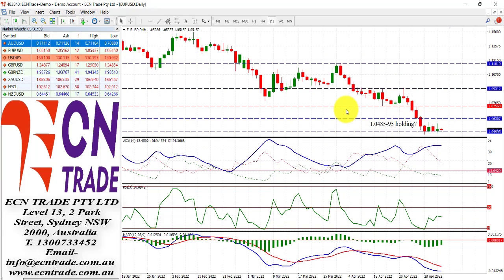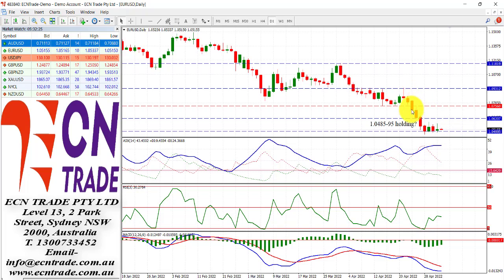The euro, which is weighted to the US dollar at 57.6, continues to hold above the 104.85-95 level. I'm keeping an eye on this RSI because if we do see a not-as-hawkish statement from the Federal Reserve, we could see a little bit of a recovery in the euro, and the US dollar may actually reject the 104 area and ease back slightly.